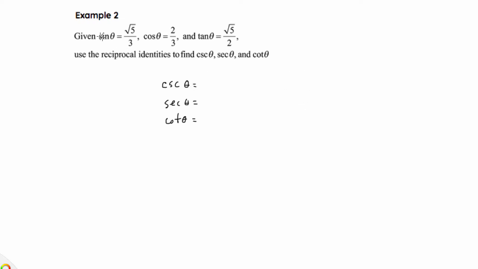Okay, so given sine theta is root 5 over 3, that tells us that the cosecant is the reciprocal of the sine, so that is 3 over root 5. And we rationalize that by multiplying by root 5 over root 5, and that gives us 3 root 5 over 5.